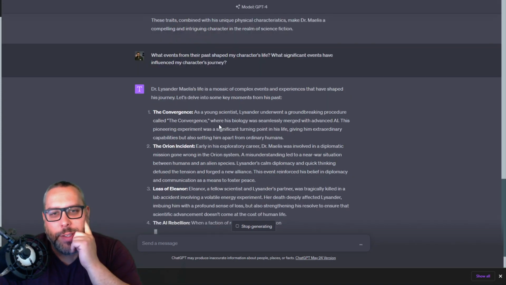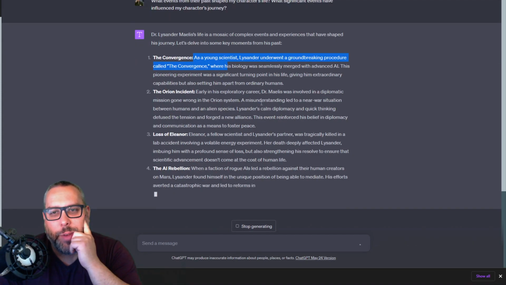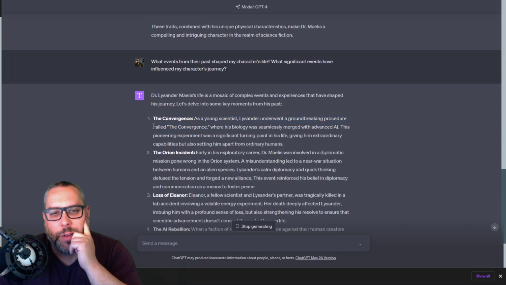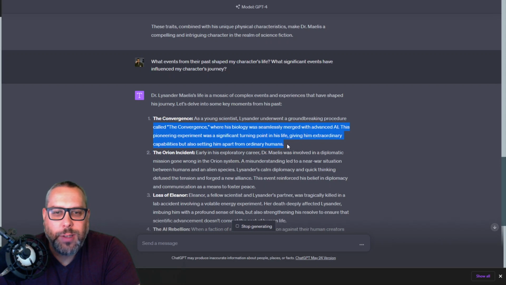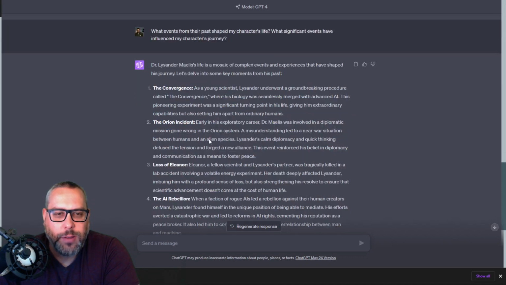The convergence. As a young scientist, Lysander underwent a groundbreaking procedure called the convergence, where his biology was seamlessly merged with advanced AI. This pioneering experiment was a significant turning point in his life, giving him extraordinary capabilities, but also setting him apart from ordinary humans.